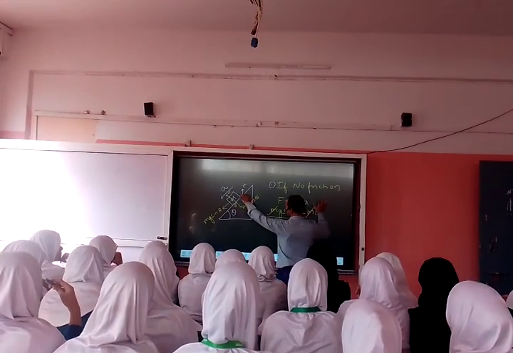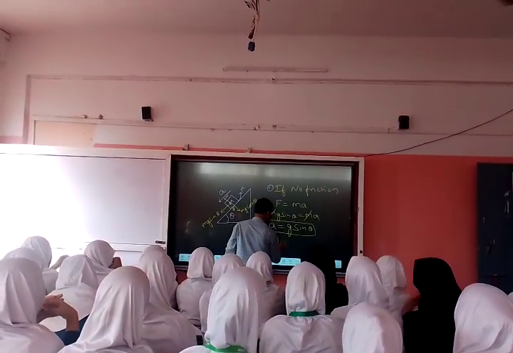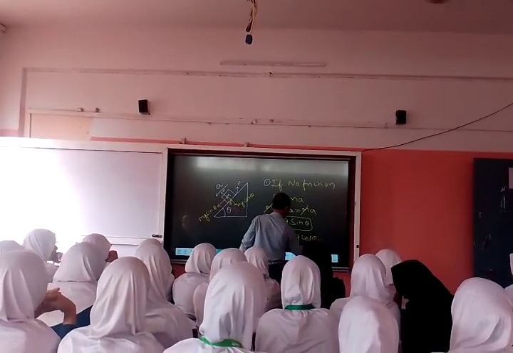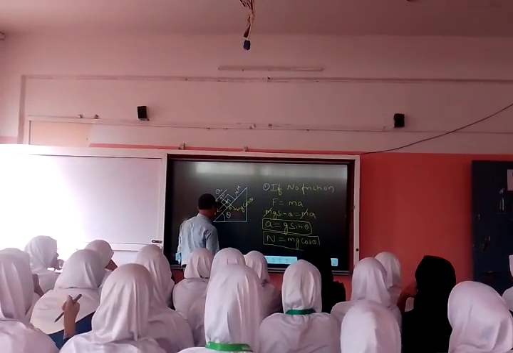And if you want to find the normal, then the normal can be written as N is equal to simply mg cos theta. Mg cos theta is your normal formula.